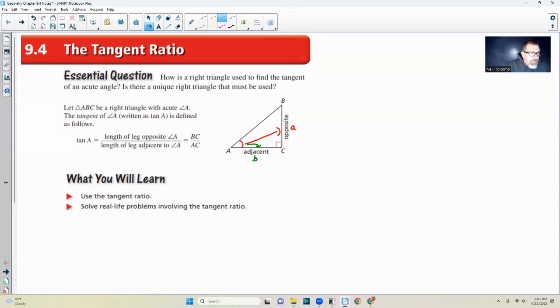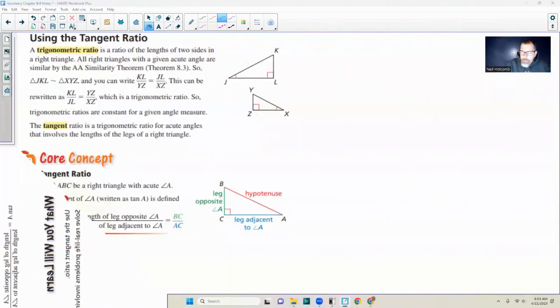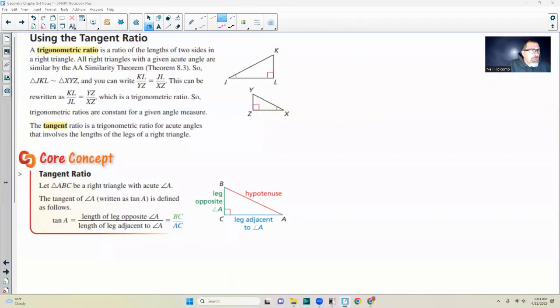So what you will learn is how to use the tangent ratio, and solve real life problems involving the tangent ratio. So let's take a look. Okay, so using the tangent ratio, a trigonometric ratio meaning a comparison of two things, is the lengths of two sides in a right triangle.